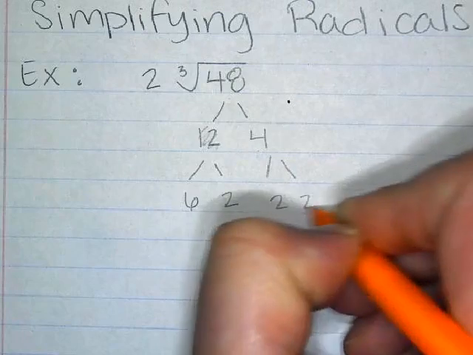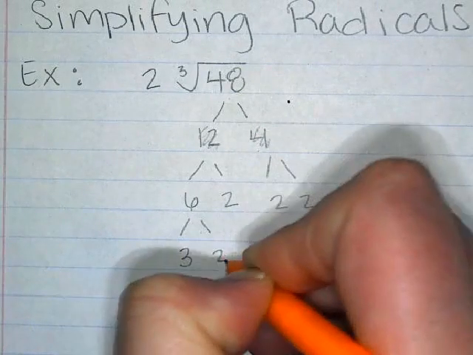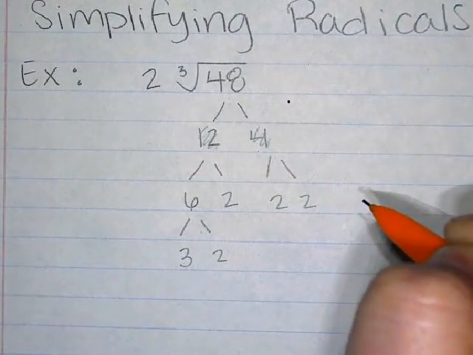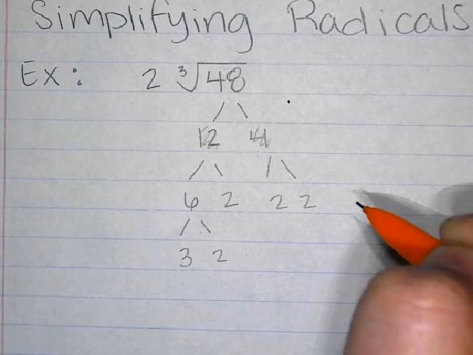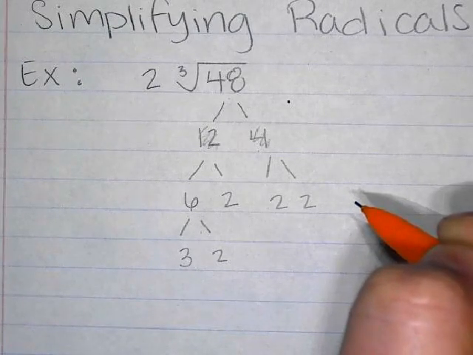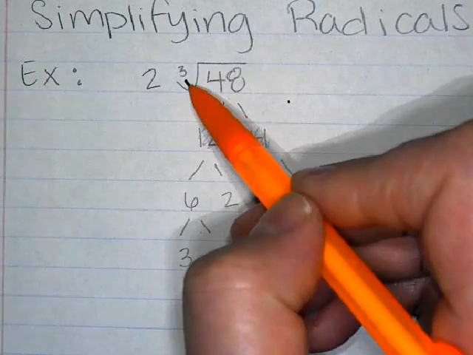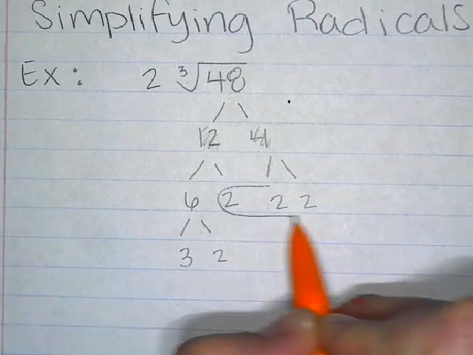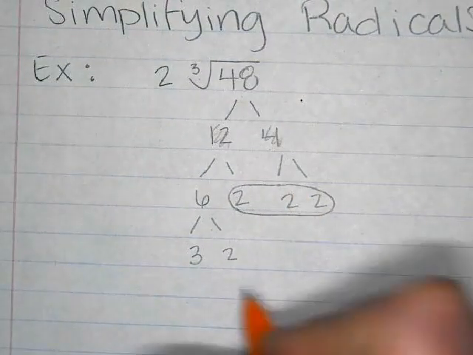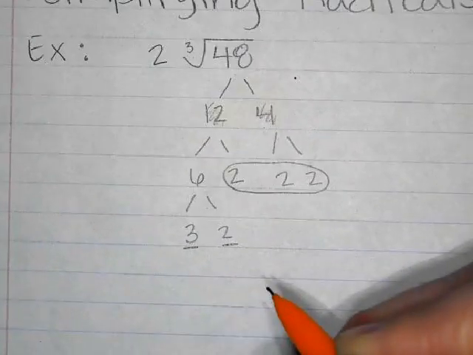And then 2 and 2. And then that is 3 and 2. Now if you're doing square roots, you look for pairs. If you're doing cube roots, you look for triples. So I've got a triple of 2's, and then I've got a leftover 2 and a leftover 3.